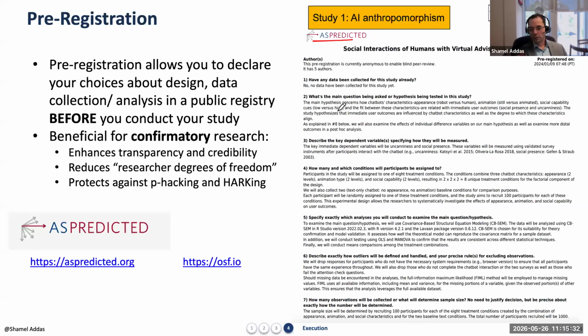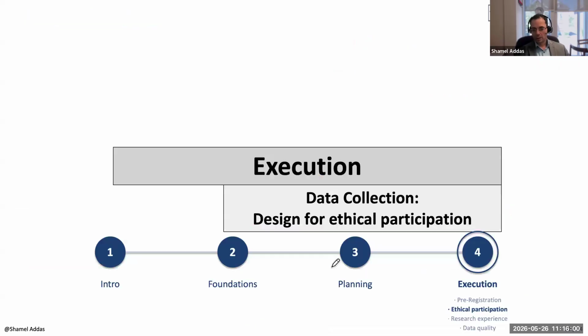For example, we used AsPredicted in one of the studies, study 1 that I've been talking about, where it's an easy form to fill, where you talk about the data: has it been collected or not? What's the main research question? What are your DVs? What are your conditions? How will they be assigned? How will you conduct the analysis? How will you handle outliers? It forces you to think beforehand about all of the things that you're planning to do later once you conduct your study. And then the last one is about the sample size.